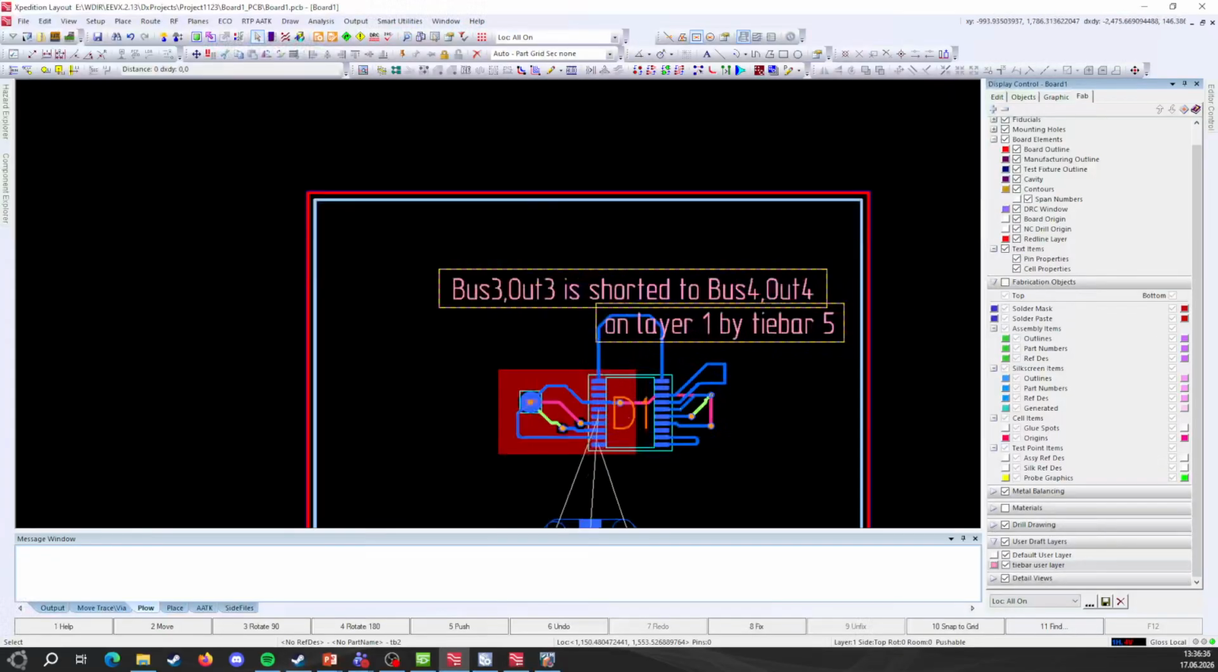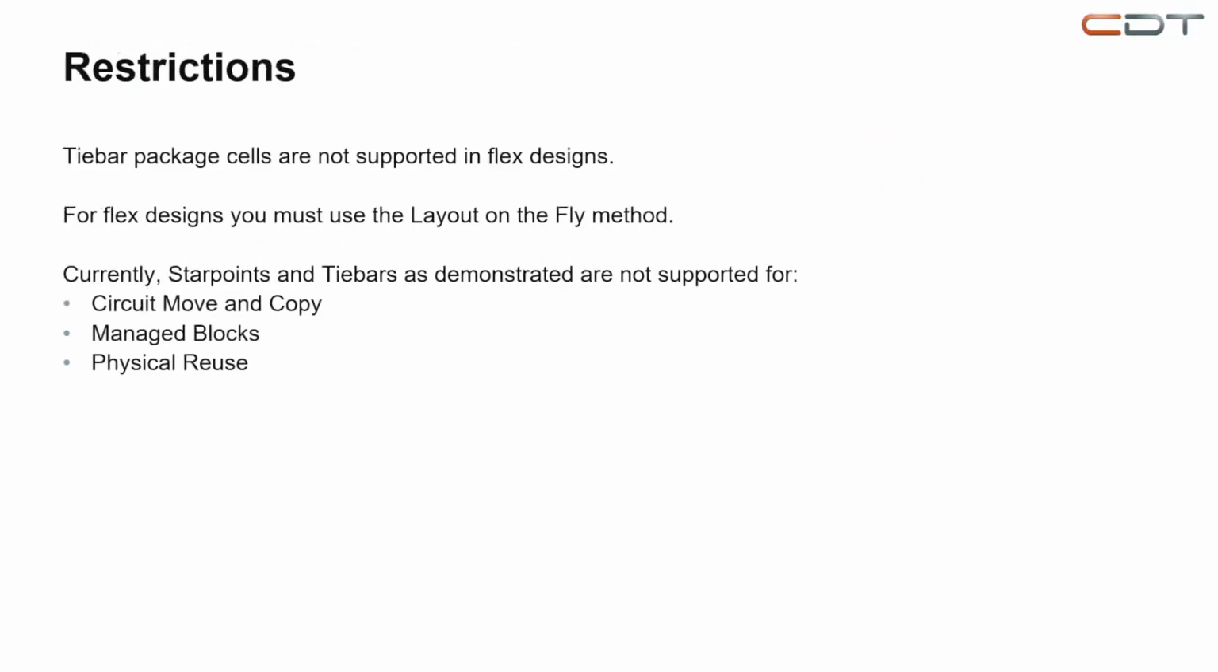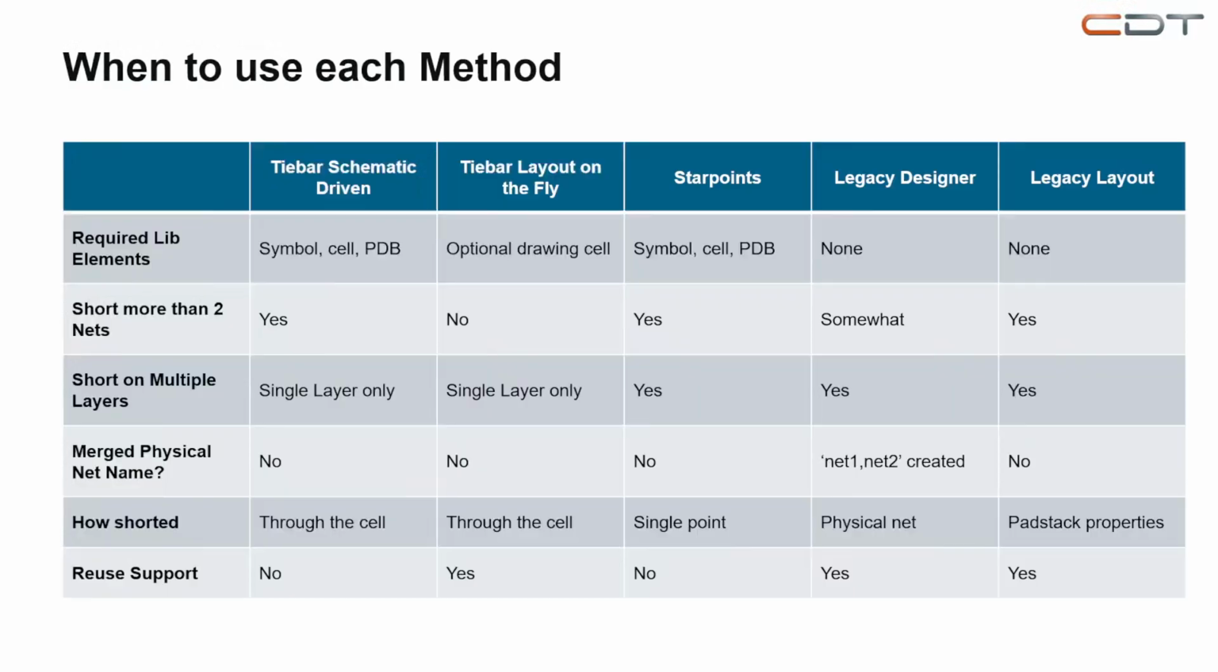All right. There are some limitations, of course. Tiebar package cells are not supported in Flex designs. For Flex designs, you must use layout on the fly. Just layout, T, click, layout. And Starpoints and Tiebars are not supported for circuit move and copy, manage blocks, and physical reuse. This is the only limitations currently existing.